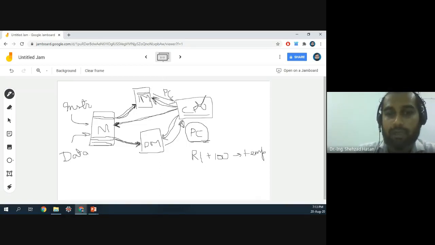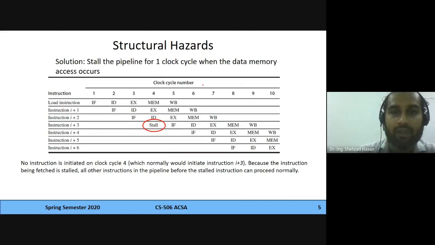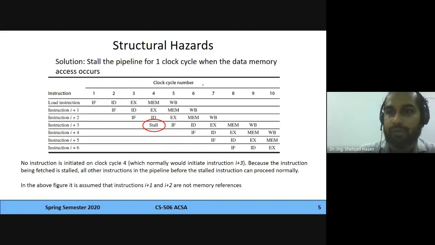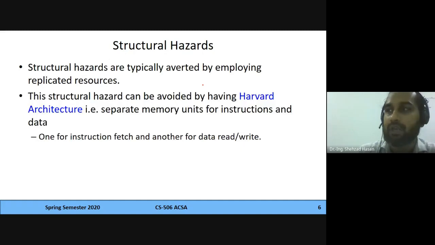So how are we going to handle this issue? One way is to stall, and we said that stalling is not a good option, because stalling means we are going to increase the delay, and pipelining is used to improve throughput, but stalling is going to reduce the throughput. So this is not a good solution. The other solution is to use a Harvard architecture.